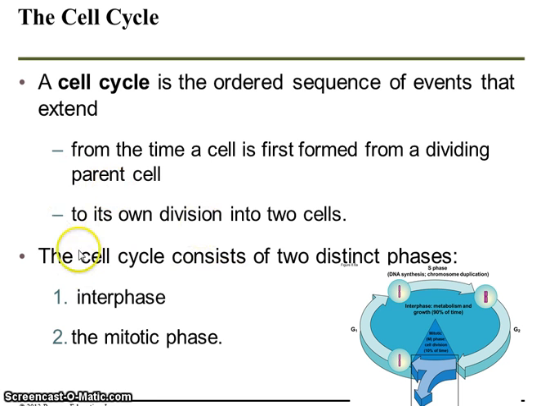So the cell cycle has two phases. First, interphase, that's the non-dividing phase. And then next, mitosis, the mitotic phase, where the cell is dividing. So most of this time is interphase. This short box here is the mitotic phase. That's where cell division is actually occurring.